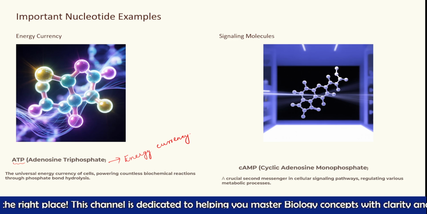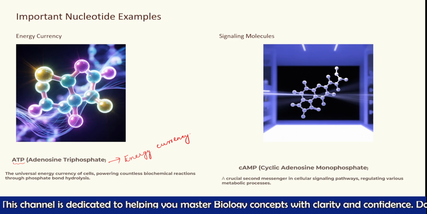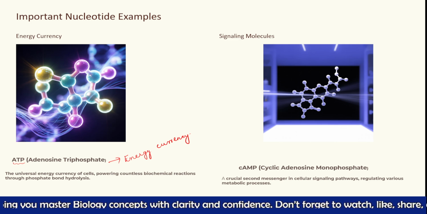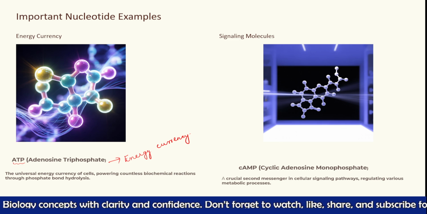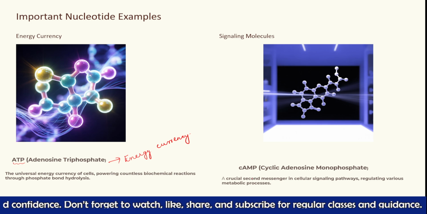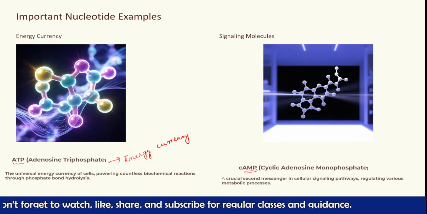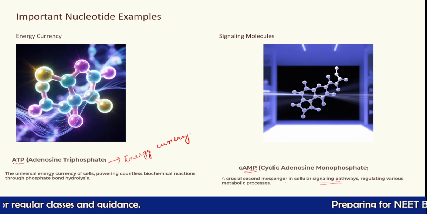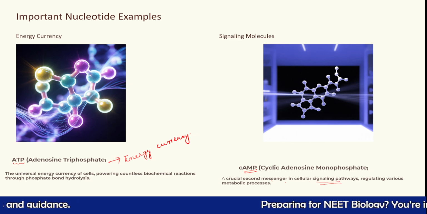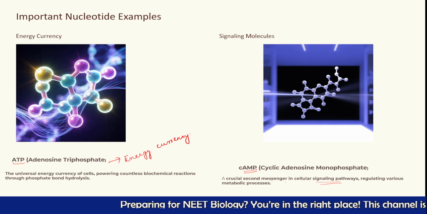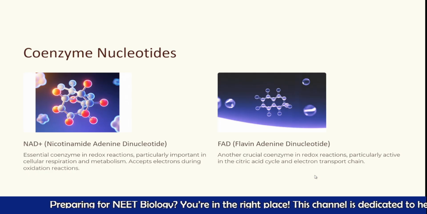Regarding cyclic AMP, you will study in the physiology part, the hormones part. Some hormones cannot enter inside the cell. For giving the message deep inside the cell, they depend upon a specific molecule called cyclic AMP. It is a second messenger in cellular signaling pathways. You will study this more in the human physiology part. So remember the important nucleotides: one is ATP, another is cyclic AMP.